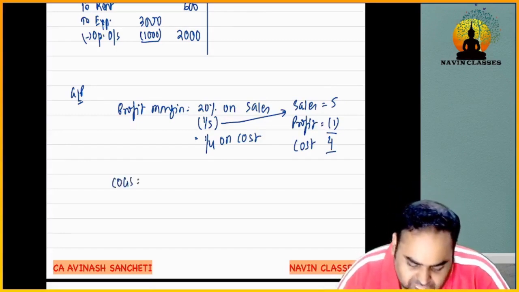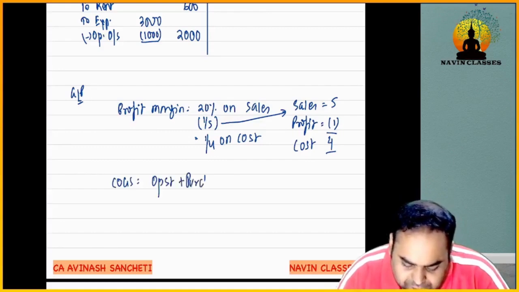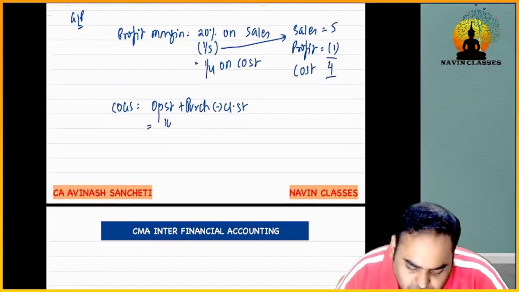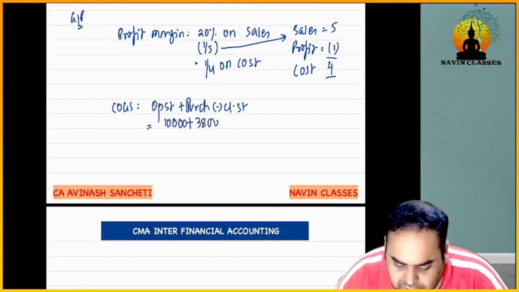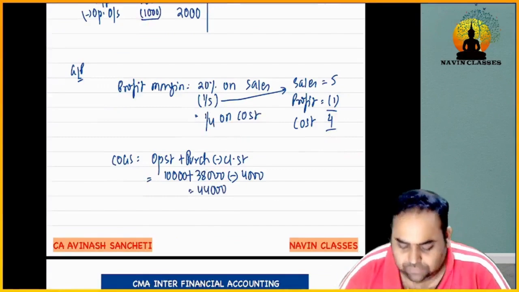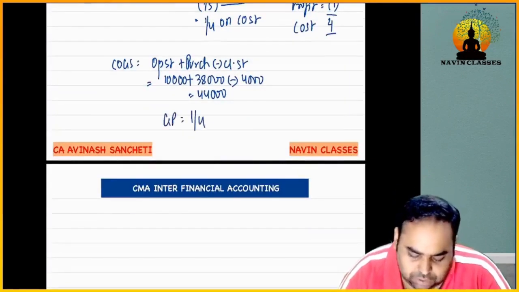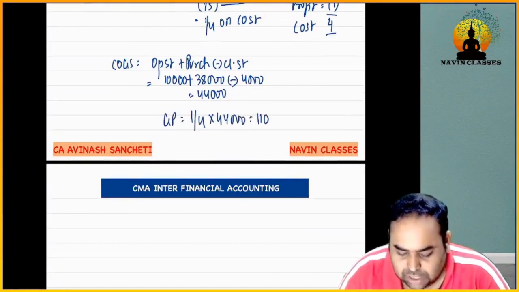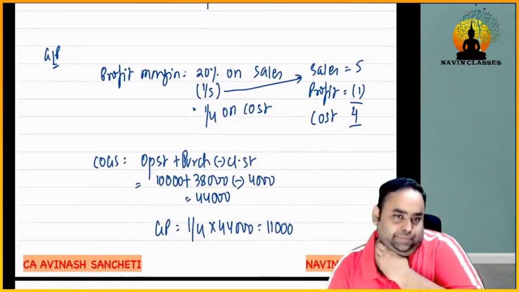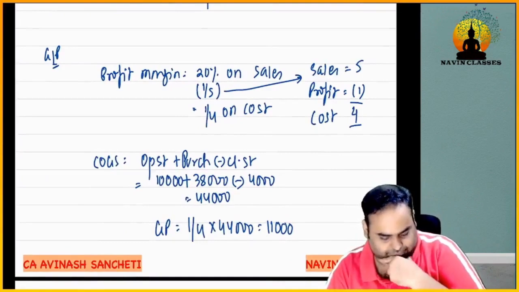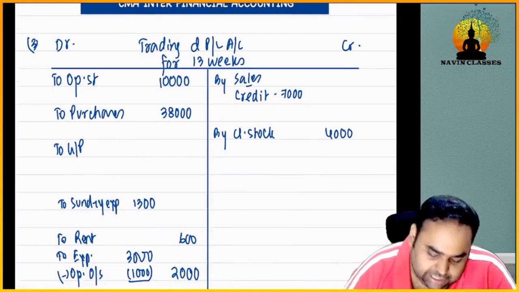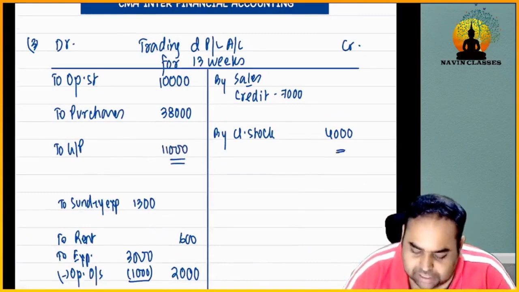And then what will be the cost of goods sold? It will be opening stock plus purchase minus closing stock. So the cost of goods sold that we'll get is 10 plus 38 minus 4. 10 plus 38 is equal to 48 minus 4, 44,000. And what will be 1/4 of 44,000? GP will be 11,000. So students, what will be the GP? GP is 11,000. If the GP is 11,000 here, then with this I can complete the sales here now.